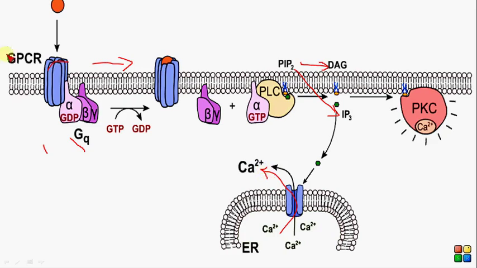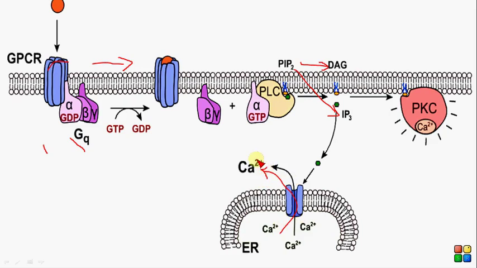So what happened here overall? The ligand came and bound to the receptor, and when it bound to the receptor, the Gq protein got activated, its alpha subunit released GDP and bound to GTP. Then this alpha subunit moved and activated phospholipase C, and this phospholipase C cleaved the phosphatidylinositol bisphosphate in the cell membrane and released diacylglycerol and inositol triphosphate. This inositol triphosphate moved to the endoplasmic reticulum and activated the IP3 mediated calcium channels, and calcium is released from the endoplasmic reticulum into the cytosol.